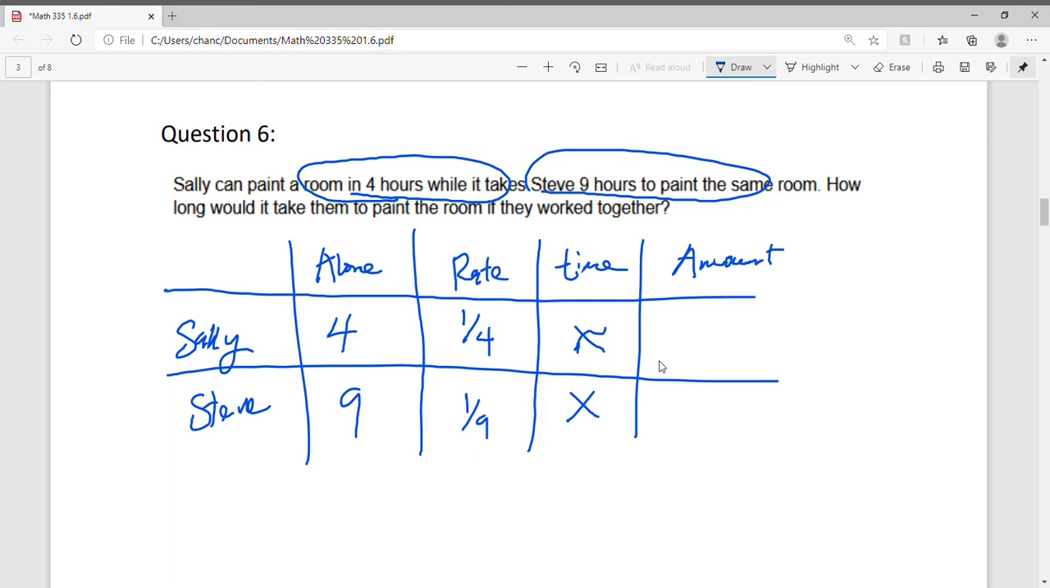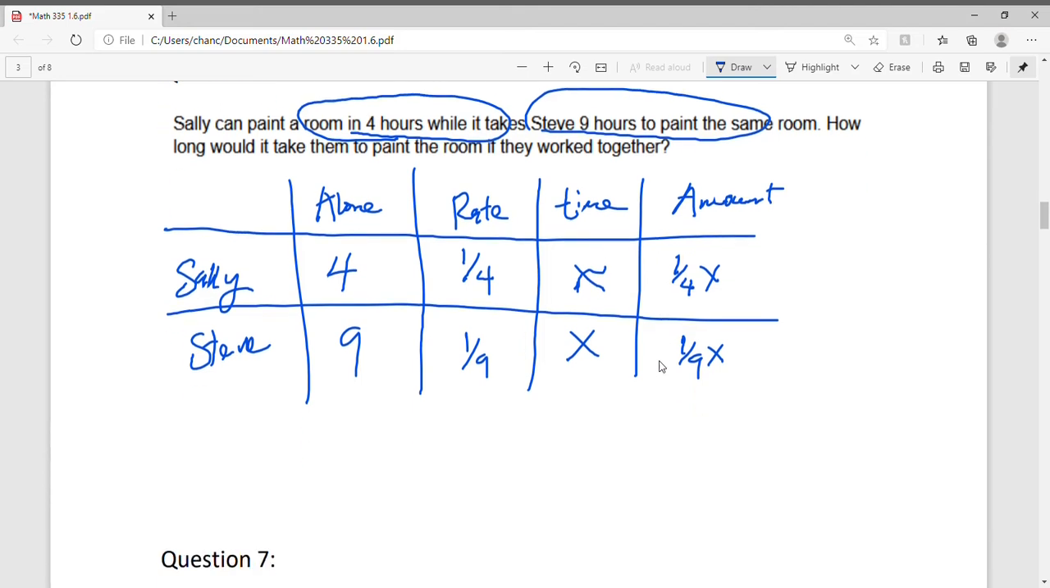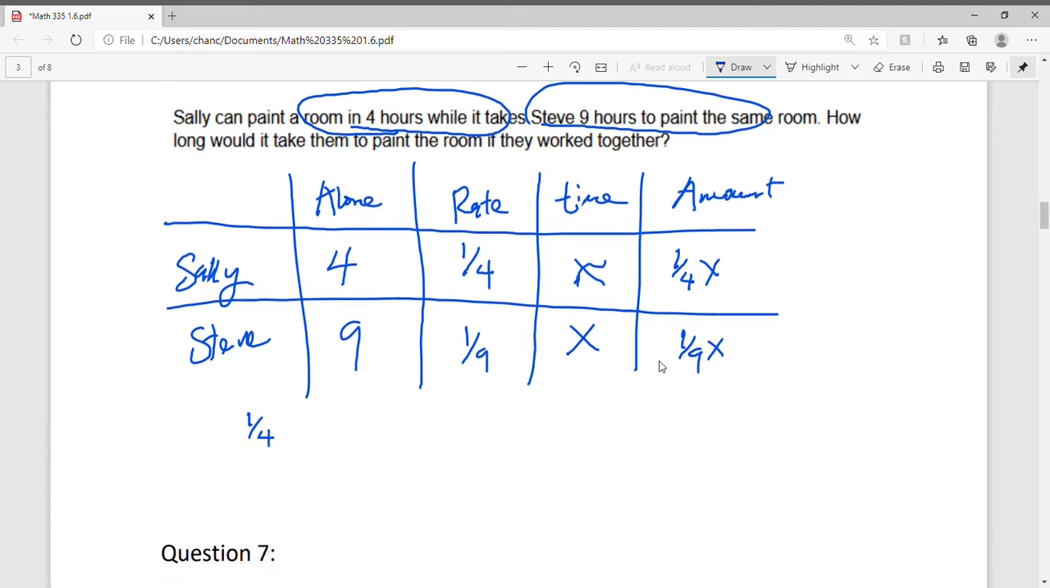And remember, to find the amount of work, we multiply the rate and the time. So this becomes 1/4 X, and 1/9 times X is 1/9 X. Now we want to add their work together. So 1/4 X plus 1/9 X should equal 1 completed job.